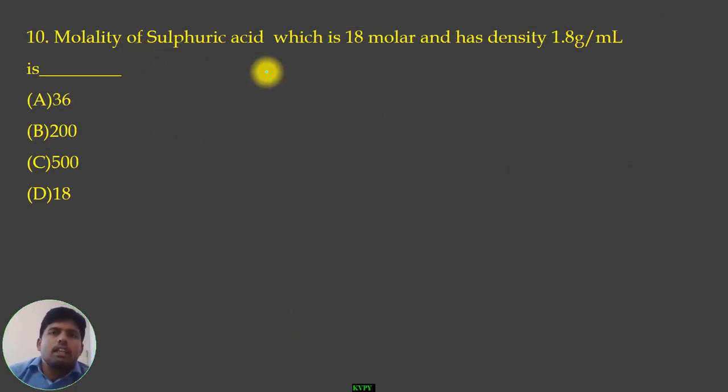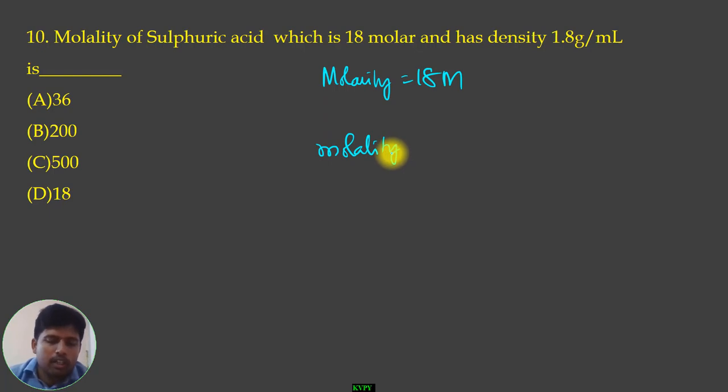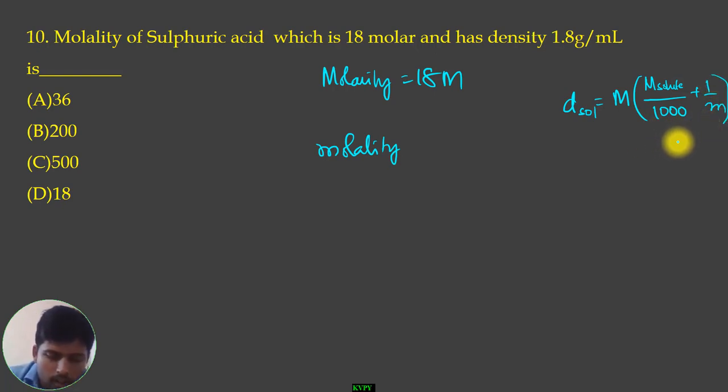Molality of sulfuric acid, which is 18 molar and has density 1.8 gram per ml. 18 molar, so molarity is given. Molarity is equal to 18 M. We want molality. We have a direct formula also. Direct formula for molality, density is given. So we can note this. Molality is equal to molarity divided by density into 1000 minus molarity into molar mass of solute. So this is also one way of calculating small m.